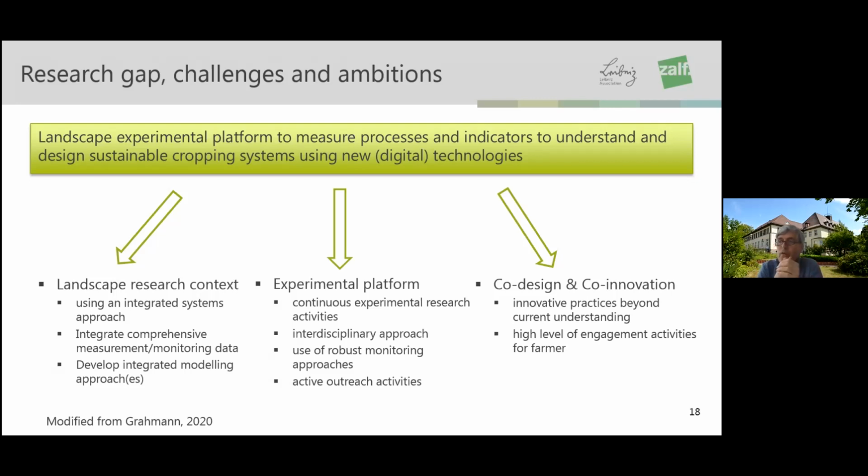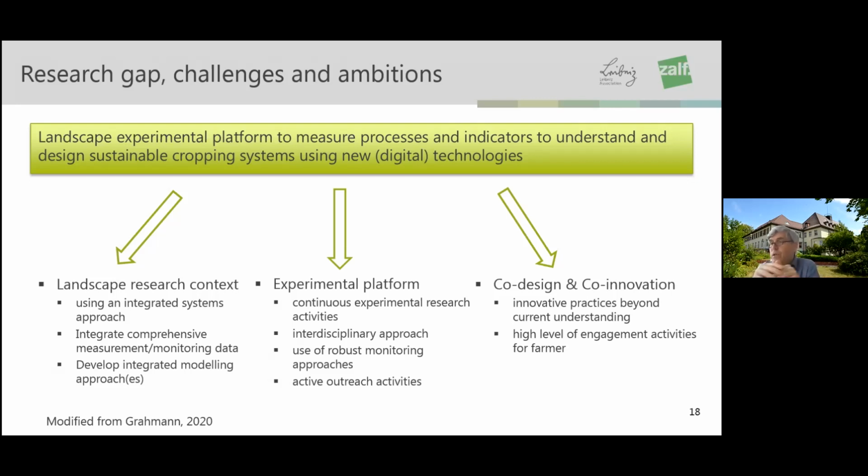With respect to the platform, the value in such a platform is particularly evident if you are able to have continuous experimental research. So a platform for one year or two years doesn't make any sense. The longer you can establish it, the more valuable and better the data will be for the research activities, but also for other activities. There's clearly a demand for an interdisciplinary approach, and you need robust monitoring approaches in order to really gain from such a setup. And there's also an element of reach-out activities.